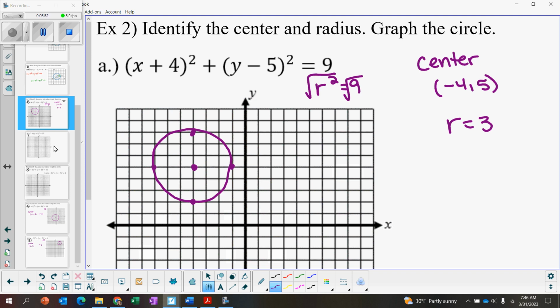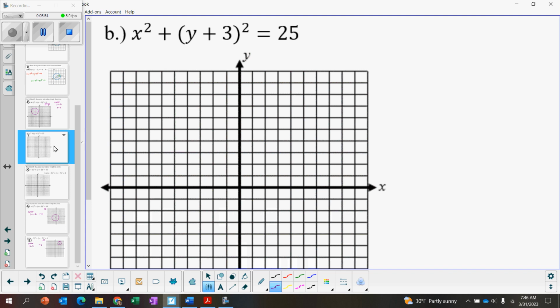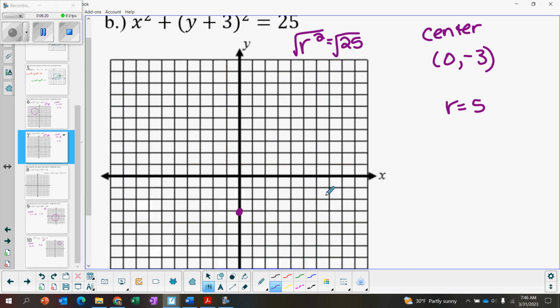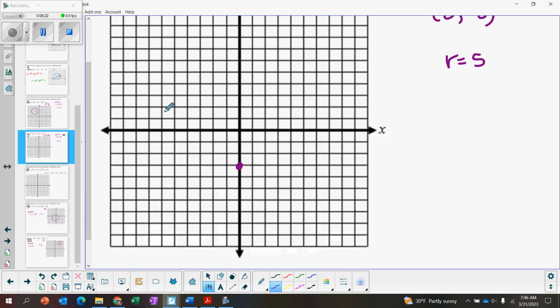Let's try another one. I have nothing in the x part, so it's 0, and then we'll take the opposite sign, negative 3. So (0, negative 3) is the center. And then r squared is equal to 25, so r is 5. The bigger the circle is, the harder it is to make it look nice. That's been my experience.